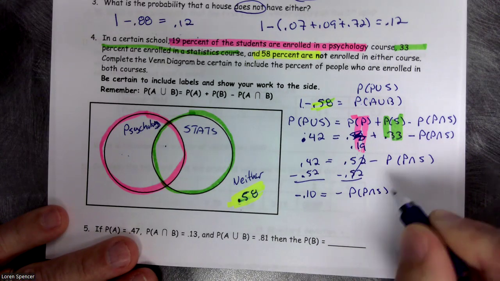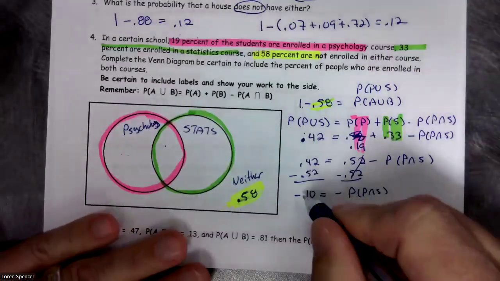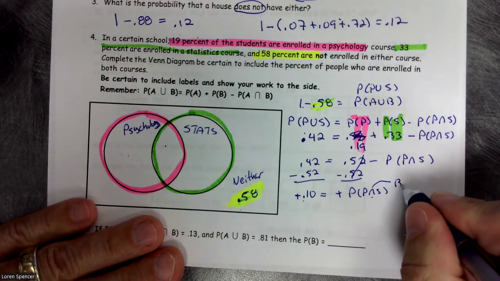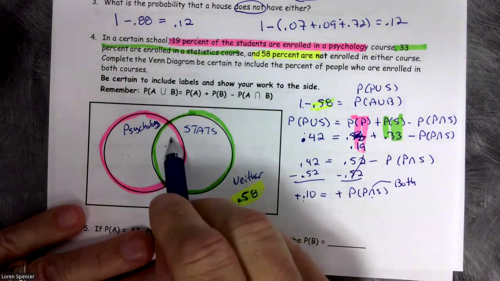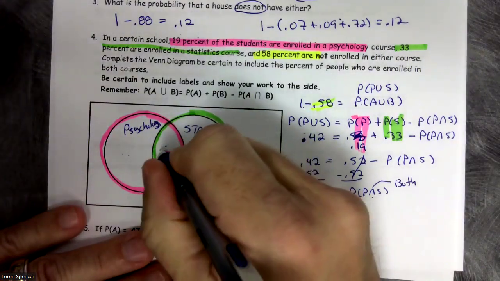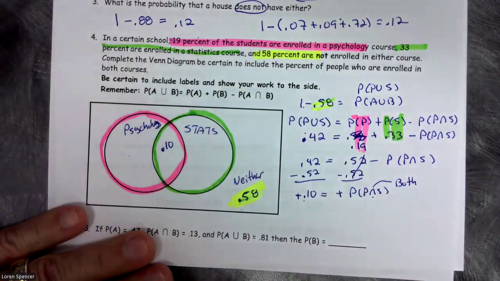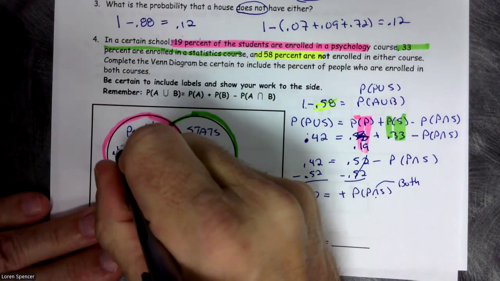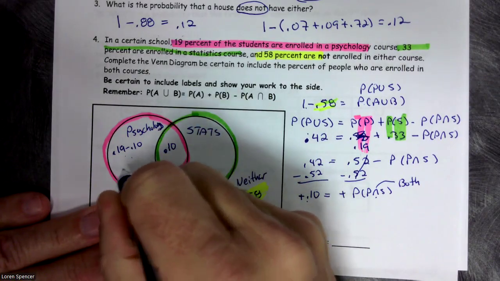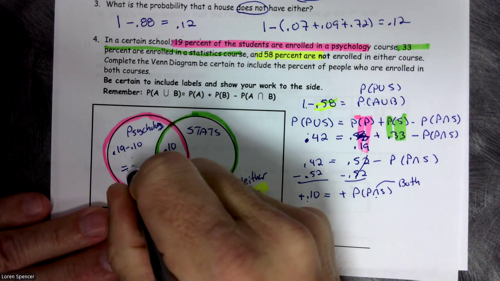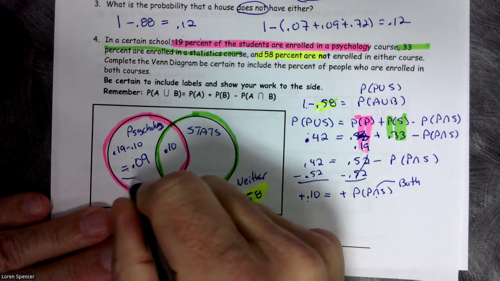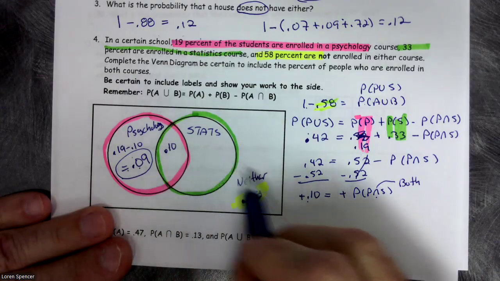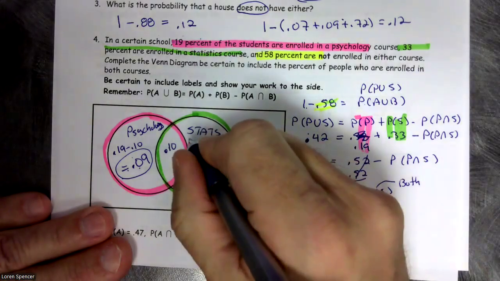That means the probability of psychology only is 0.19 minus 0.10 equals 0.09, because psychology is this entire circle. Well, the probability of stats only is going to be 0.33 minus the 0.10, which equals 0.23. Because stats, once we began, they told us it was 33%. It's this plus this. Okay? All right. Next problem.